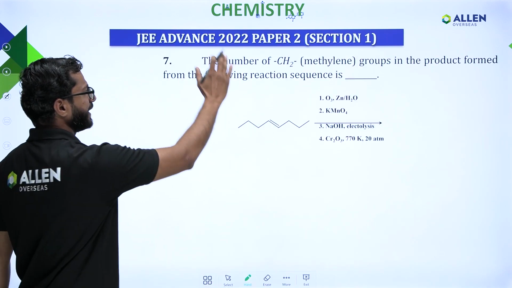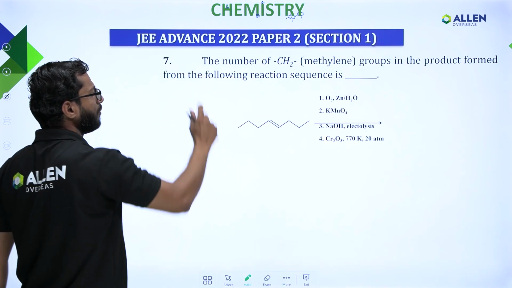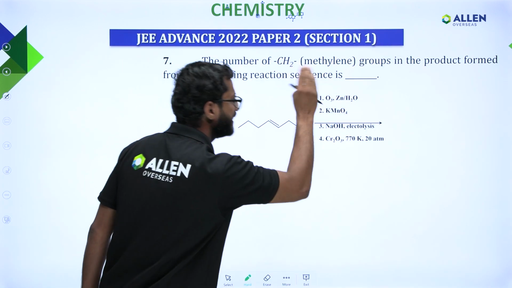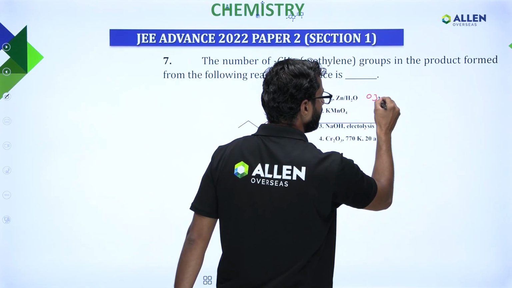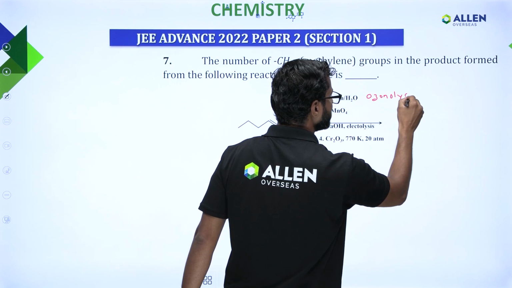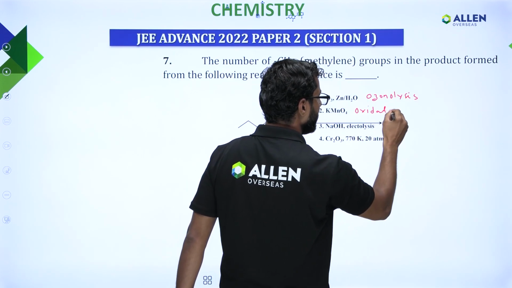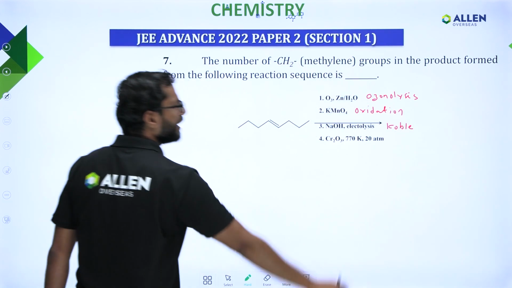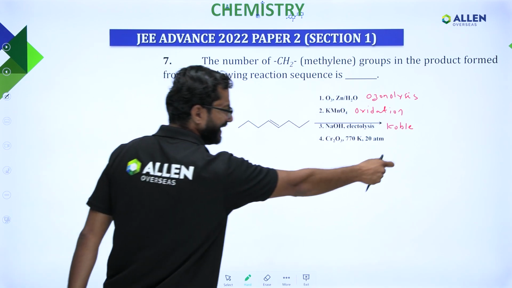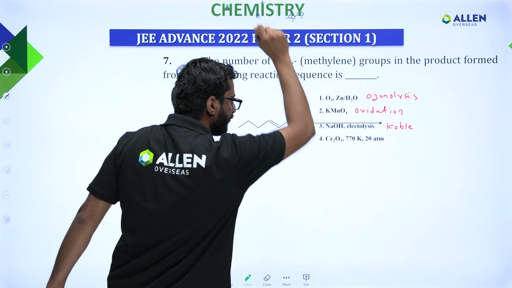Here, students, the number of CH2 methylene groups in the product formed from the following reaction sequence is. We have this alkene, and the first reaction is an example of ozonolysis, the second one is oxidation, the third one is Kolbe electrolysis, and the fourth represents nothing but an aromatization reaction. So now start with me, students.